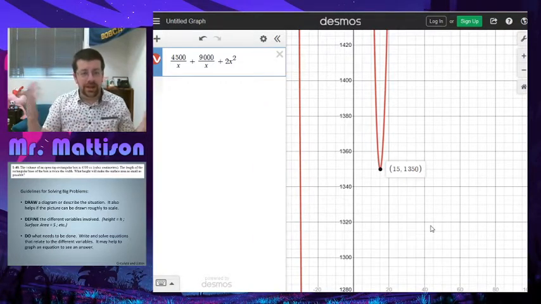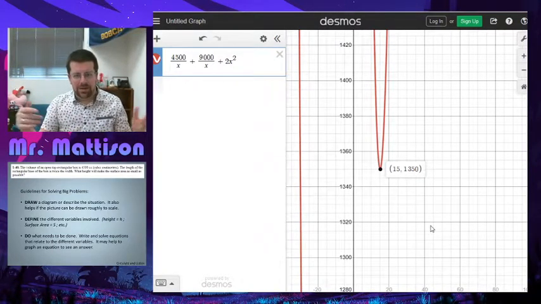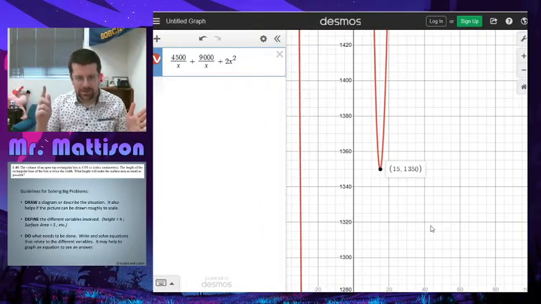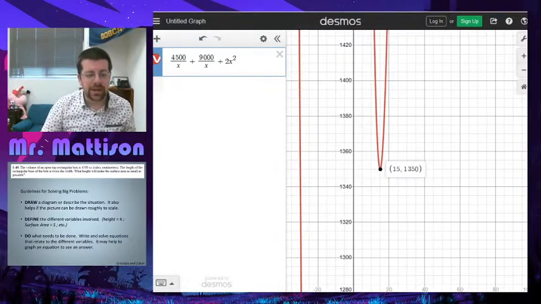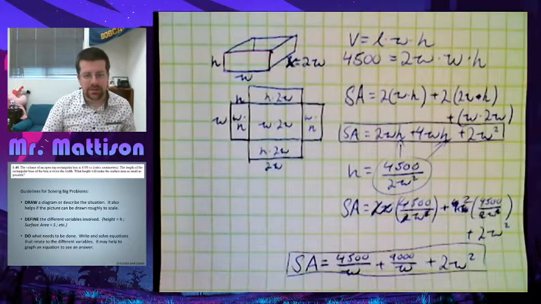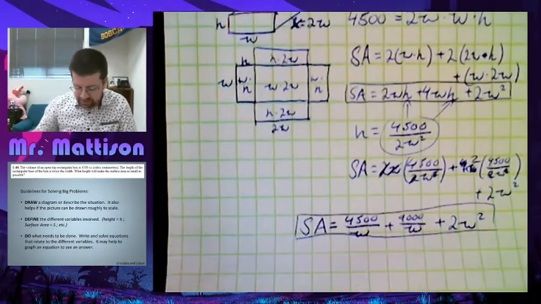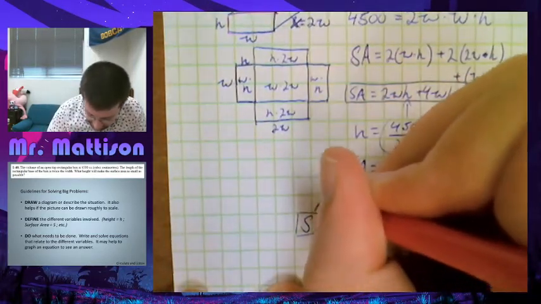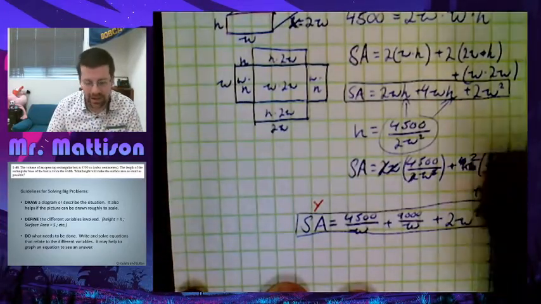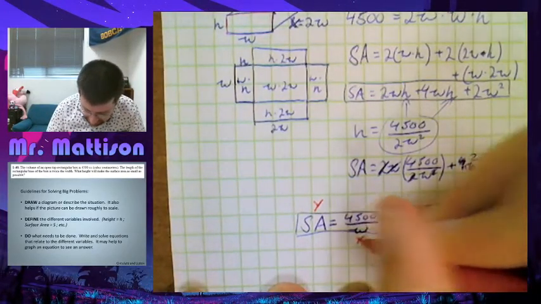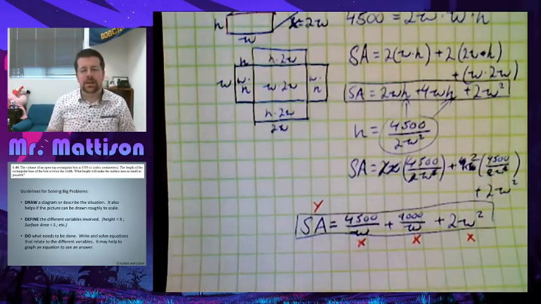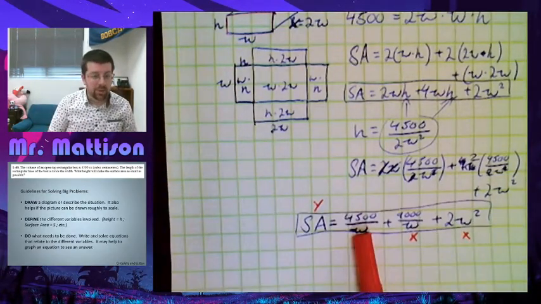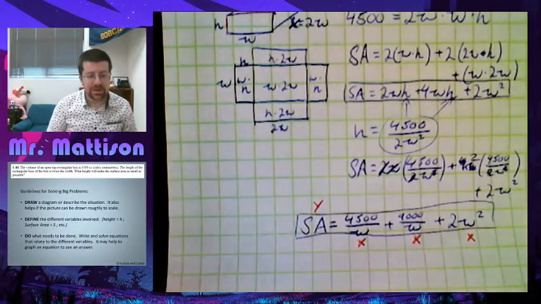So context-wise, what does that mean? Go ahead and in your head say, what does the 15 mean? What does the 1350 mean? Well, let's refer back to this. Effectively, I have made my surface area my y when I graphed it, and my w's were my x's when I graphed it. So that means at any point, the x-coordinate is going to be my w, or my width, and the y is going to be the surface area.